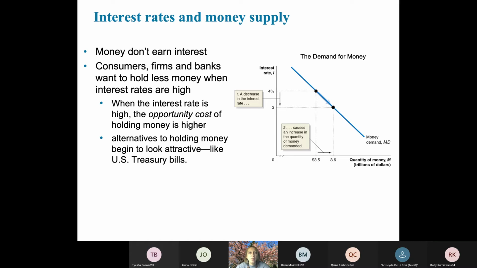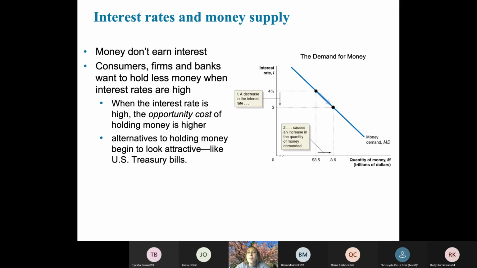We'll discuss them in a minute. Okay, so now we're going to show you that when we say monetary policy, we're talking about money supply or interest rates.